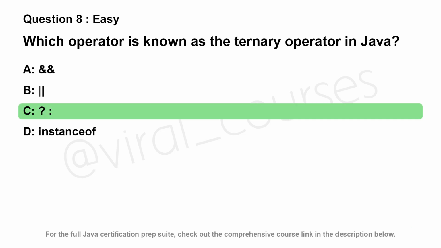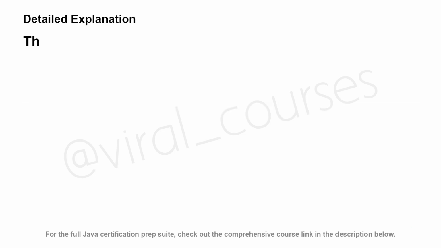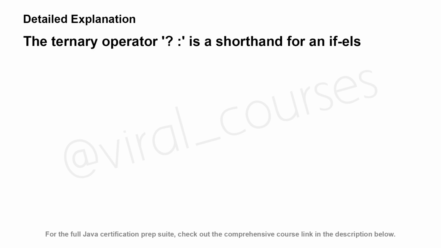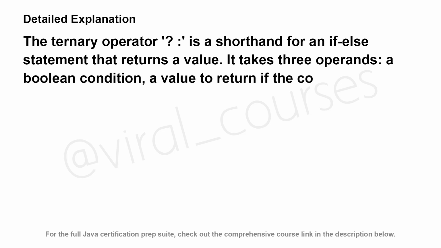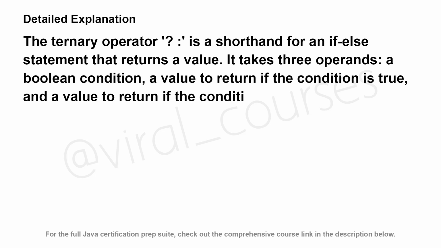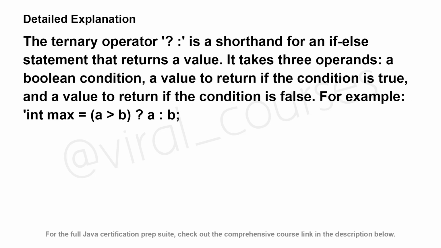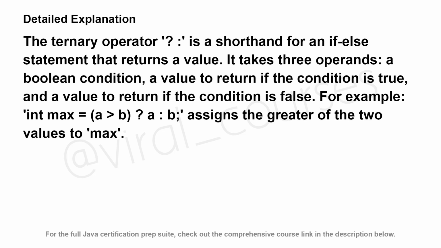The correct answer is C. The ternary operator is a shorthand for an if-else statement that returns a value. It takes 3 operands: a Boolean condition, a value to return if the condition is true, and a value to return if the condition is false. For example, int max = a > b ? a : b; assigns the greater of the 2 values to max.